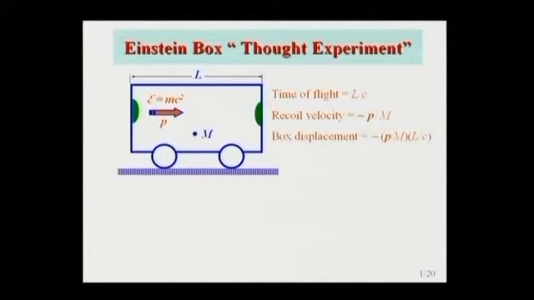The recoil velocity is minus p, the momentum that's given to the box, divided by the mass of the box. So that's the velocity. The box displacement is its velocity times the time. That's how much the box is displaced.